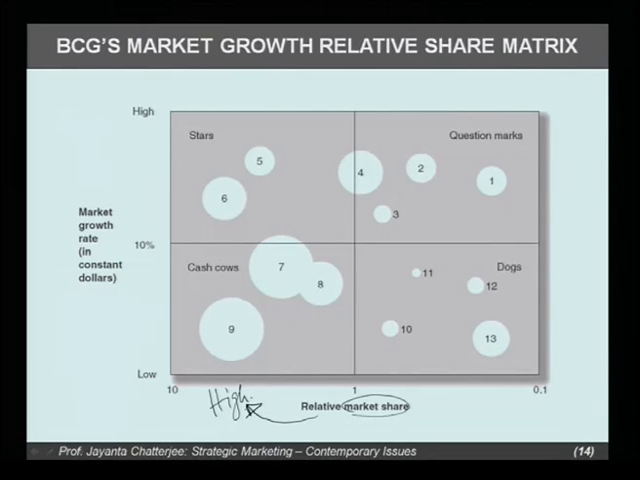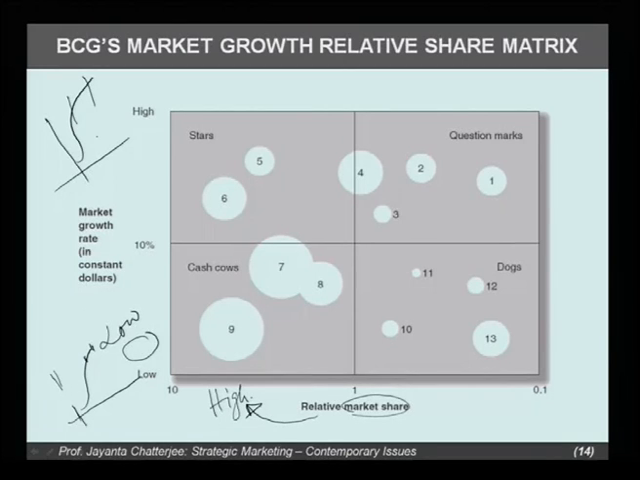and the market growth rate is low, what does it mean? It means that you are actually somewhere where the market is saturating. There is growth rate, it is a low growth rate. So, it may be the flat part of the curve, so you may be somewhere here.